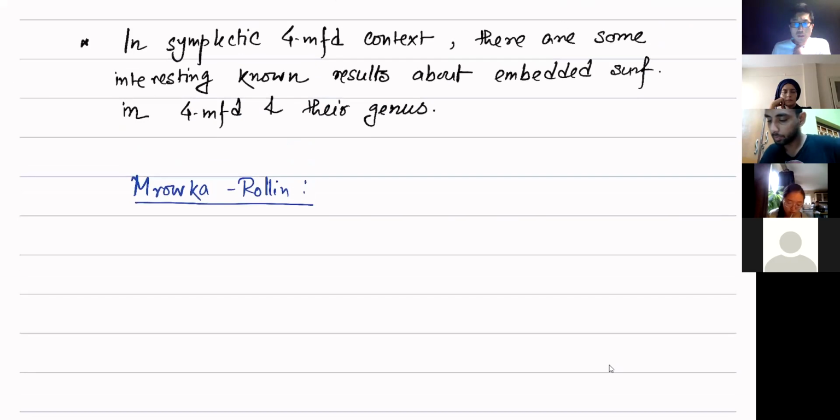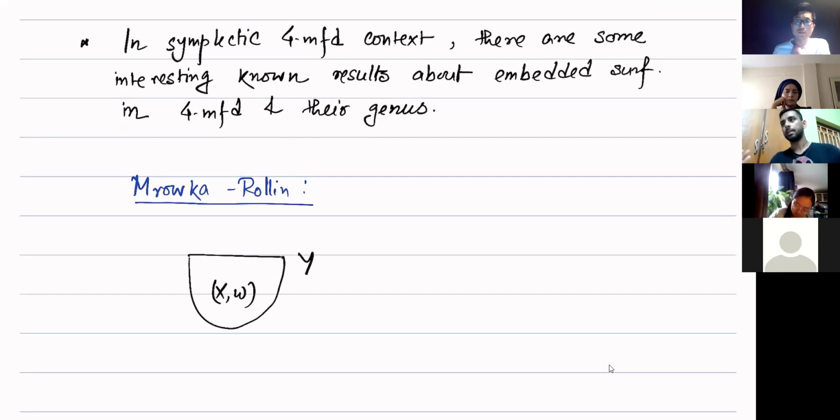So let's say we have a symplectic four manifold with boundary. So we have a symplectic four manifold (X, omega) with boundary Y. Now under some nice condition, if the symplectic structure is nice enough, this omega induces a contact structure on the boundary, psi. Okay. So now there are two things we usually see here.